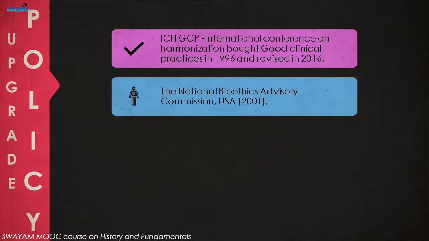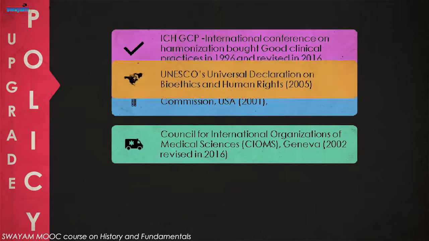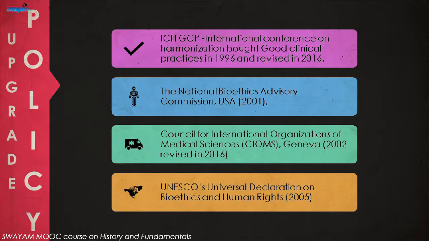In 2001, the National Bioethics Advisory Commission brought some regulations connected to it, and the CIOMS Geneva guidelines were brought into practice in 2002 and revised in 2016. And the UNESCO Universal Declaration on Bioethics and Human Rights was published in 2005. These are the latest regulations and policies which got upgraded and which ensure ethics in clinical research.